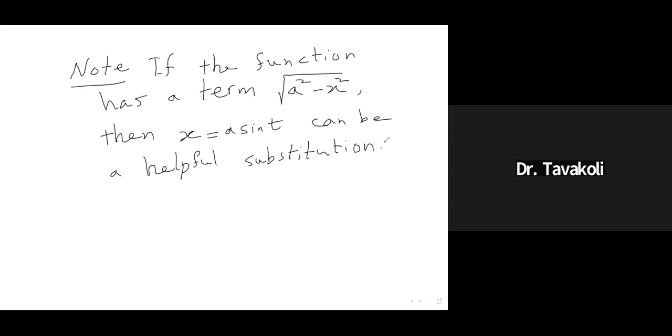Be careful, this kind of substitution is different from the previous substitutions because usually u is a function of x. We take u to be a function of x, but here the variable x itself will be a function of another variable like t. We can use any other letter instead of t, but t is the most common letter in this discussion.